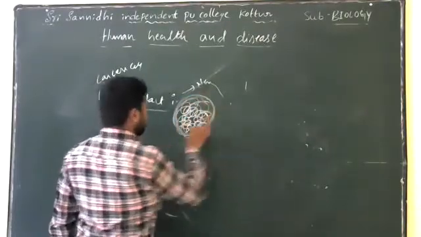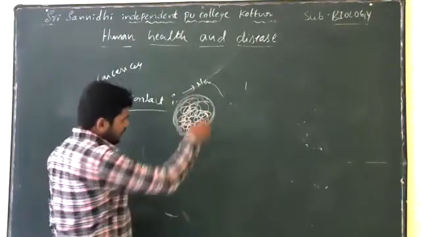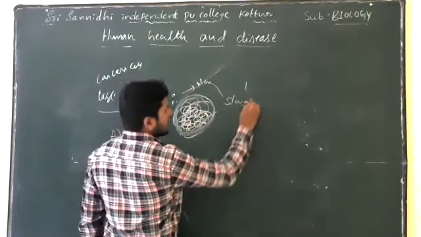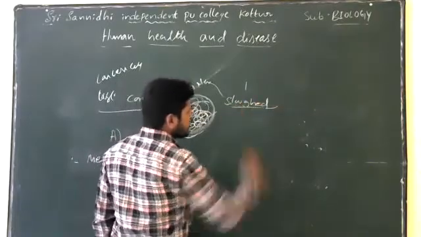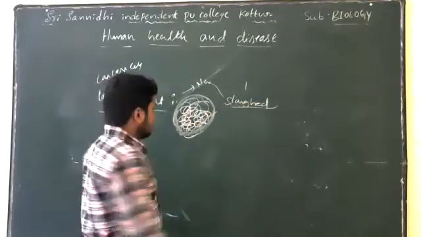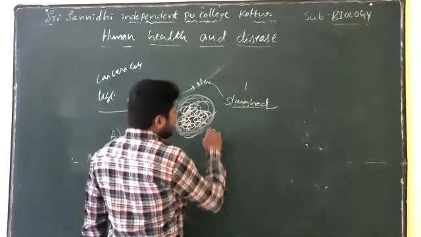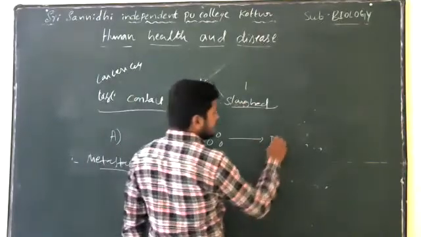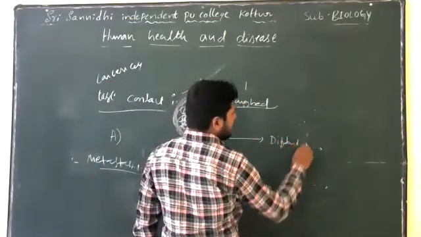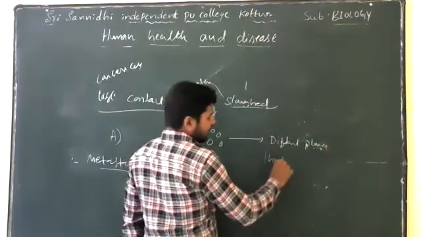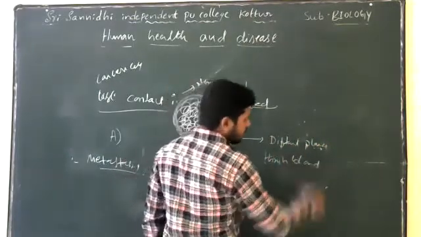So this is a tumor. Some of the cancer cells are clogged and moved to a distant place. How? Through blood.